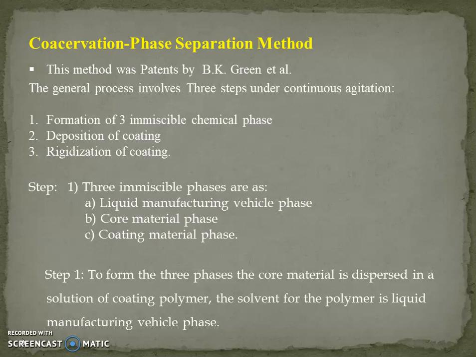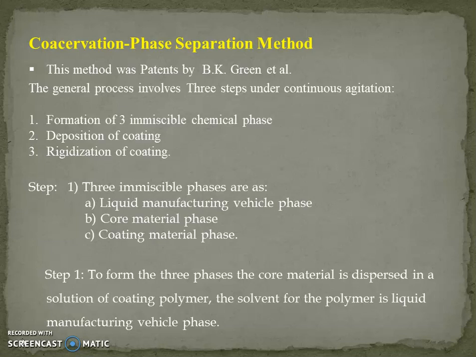In this method, the coacervate may be formed by separating the phases, and that coacervate may get deposited over the surface of the core material, and finally it can form microcapsules. This coacervation phase separation method involves 3 steps under continuous agitation.